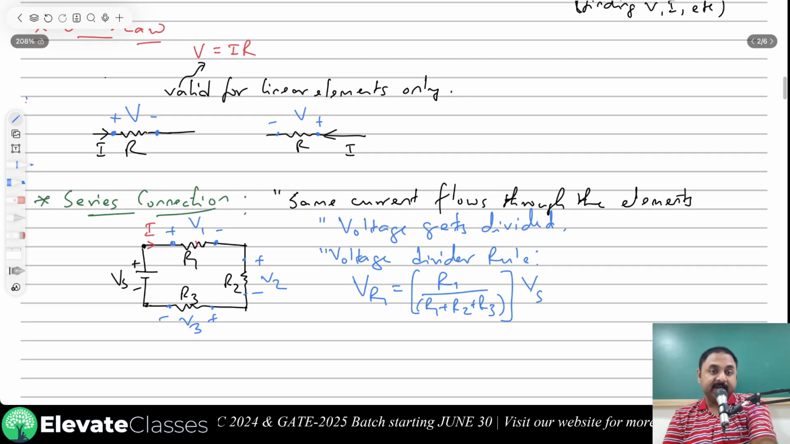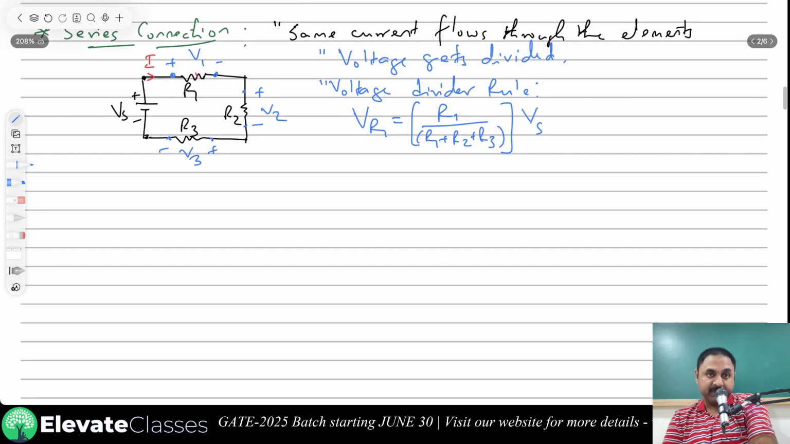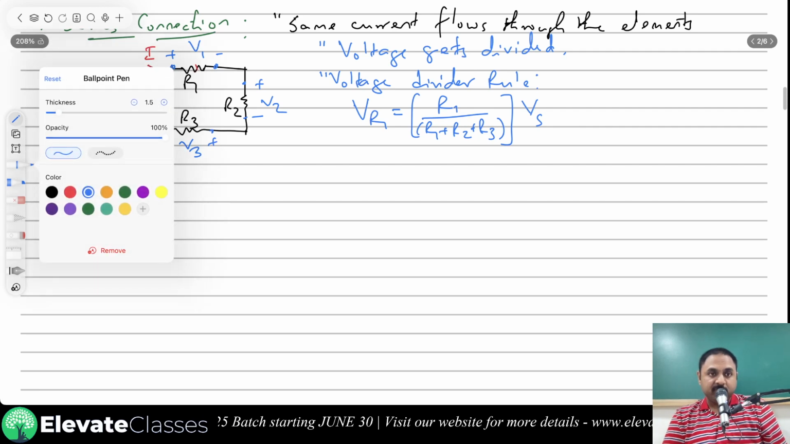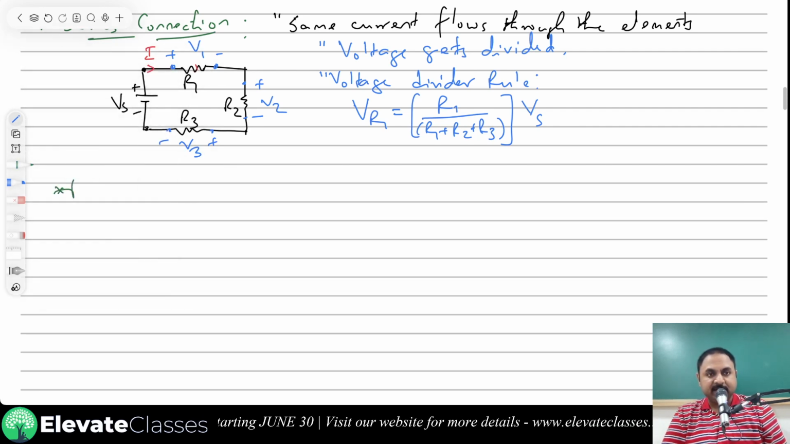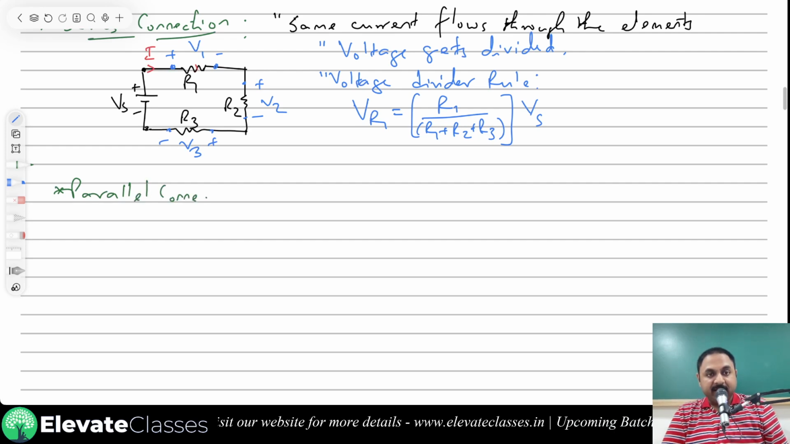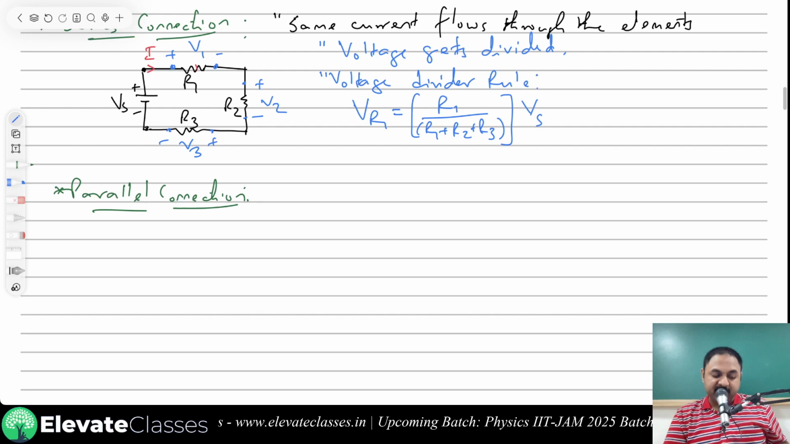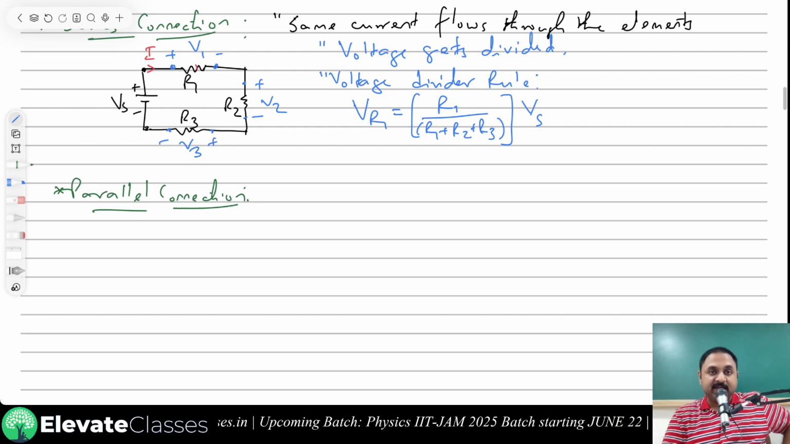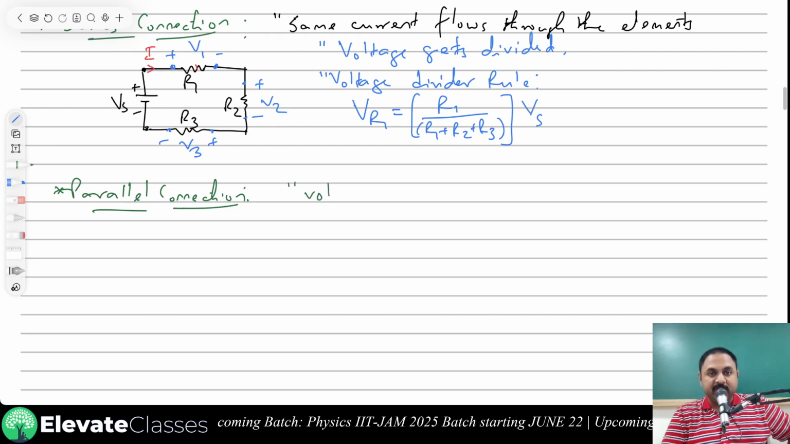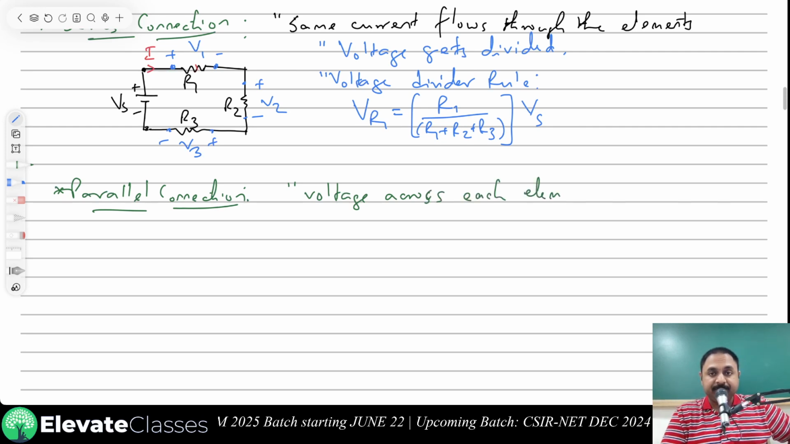Now, second thing that we need to know is, what is a parallel connection? Okay, if this is a series connection, then what will be a parallel connection? Can you just guess based on what we have done or what you already know? A series connection is when the current through every element is same. A parallel connection is, we say that two elements are said to be connected in parallel if the voltage across each element is same.